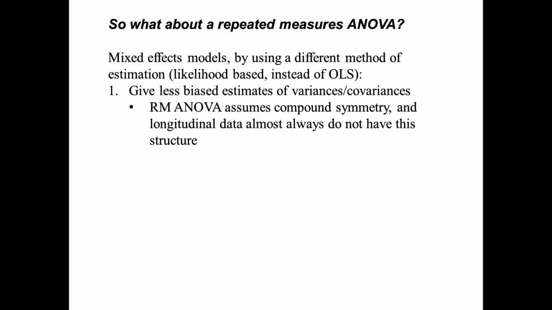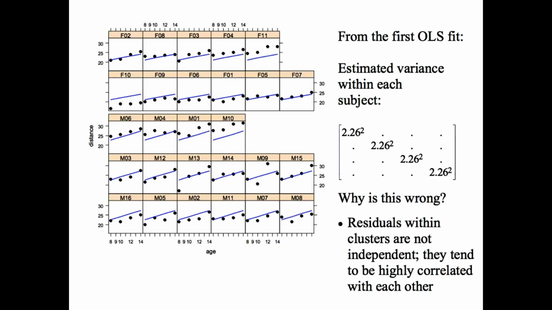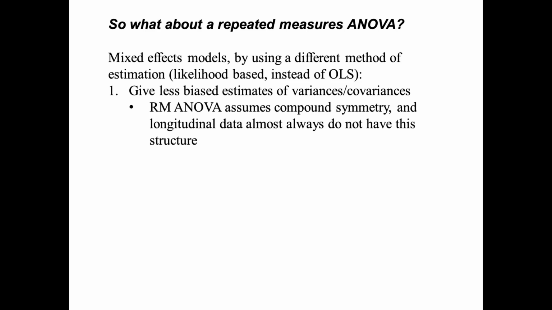First of all, it gives less biased estimates of the variance covariance, because repeated measures ANOVAs assume compound symmetry. If we go back to this variance covariance, compound symmetry means the same variance for each time point, and then for the off diagonals, the same covariance between the time points. And we know that longitudinal data pretty much always doesn't have this structure, because points in time that are closer together are going to be more correlated than points that are farther away. So this compound symmetry assumption doesn't really fly with longitudinal data.